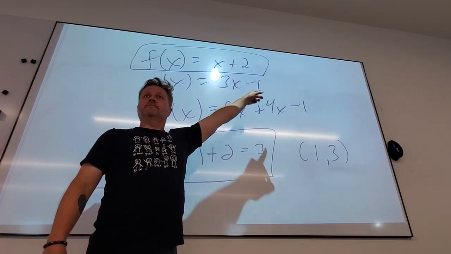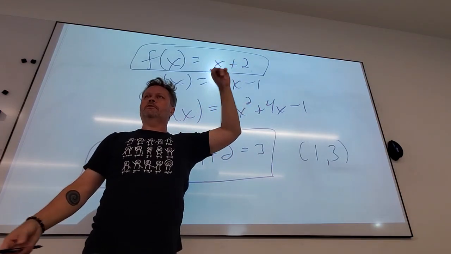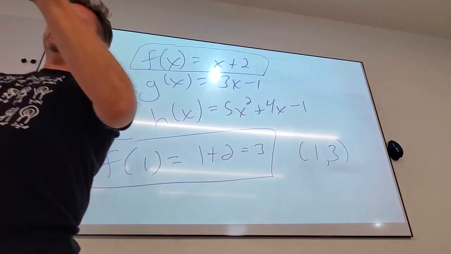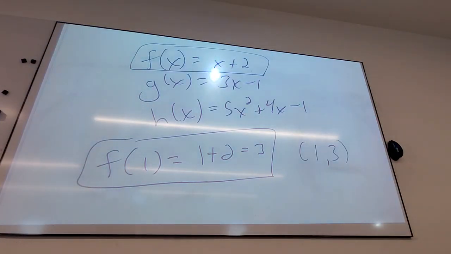Triples it, takes 1 away from it. So one of the most boring ways to look at a function is like a machine. You put something into it, it does something to it, and then out pops the result.